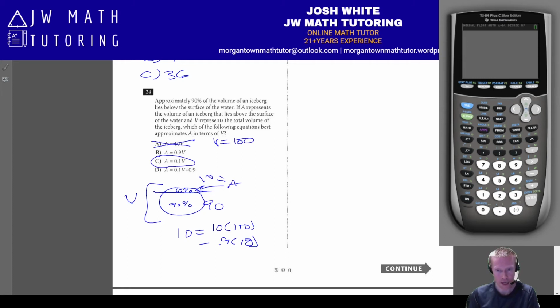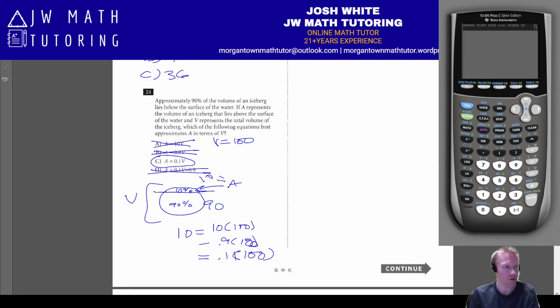So 10 equals 90, obviously wrong. C, you have 10 equals 0.1 times, excuse me, it should be times 100, not times 10, that I'm plugging in for V. So 10 equals 10, that one works. And then in the last one, it would just be the 0.1 times 100, which is 10, and then plus 0.9 or 10.9. Okay, that's obviously wrong.